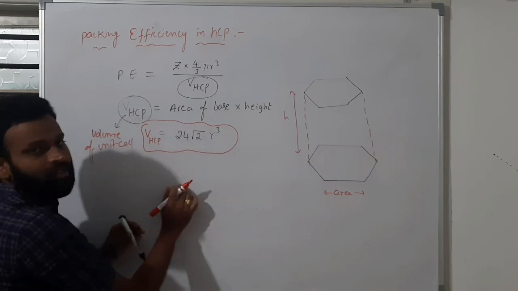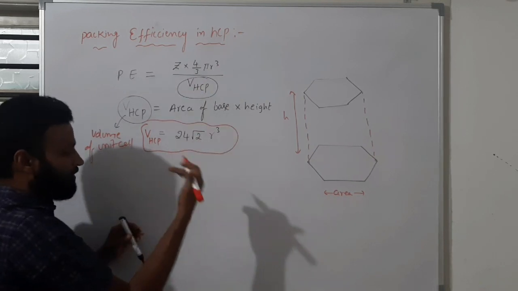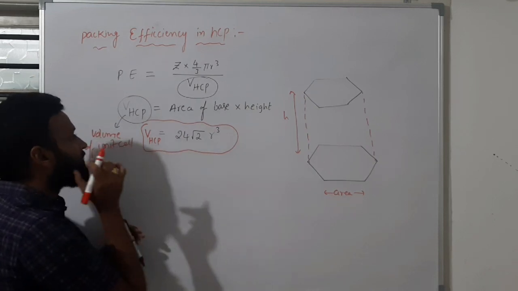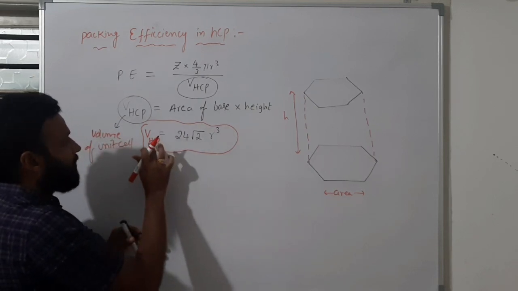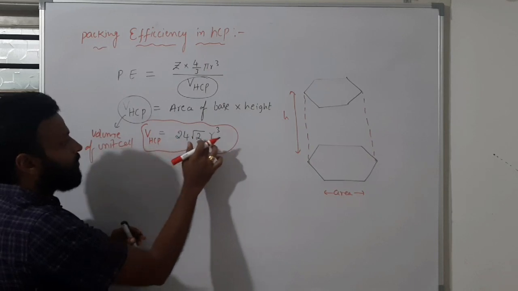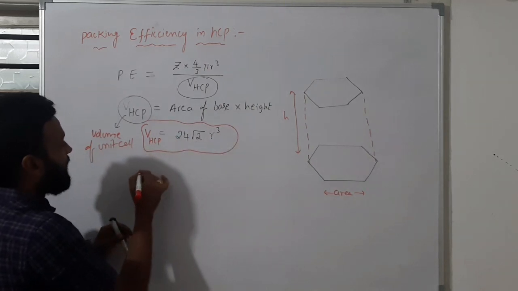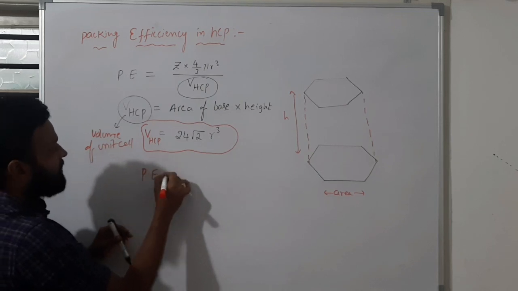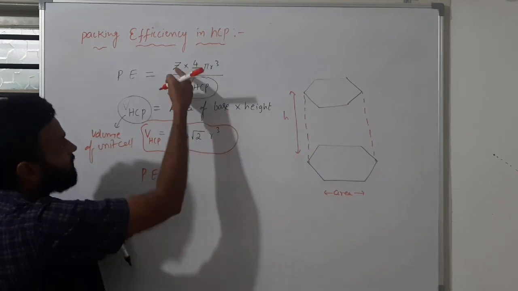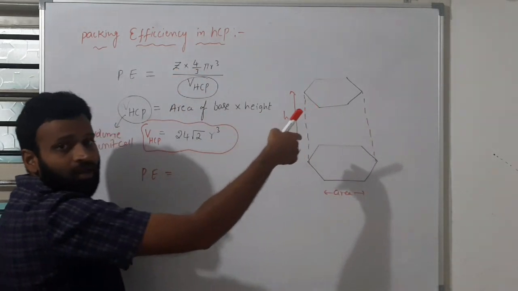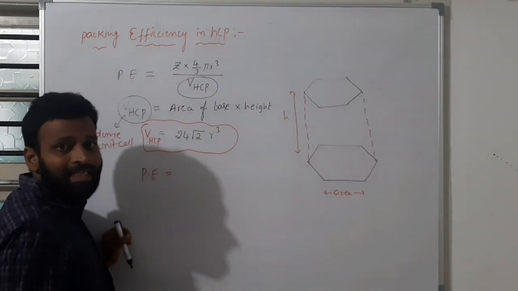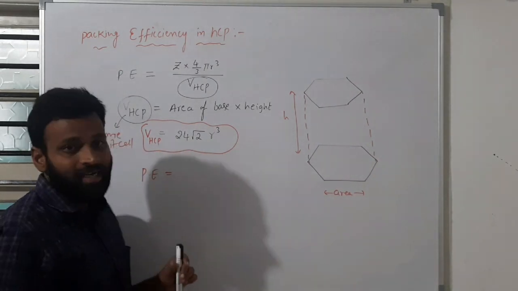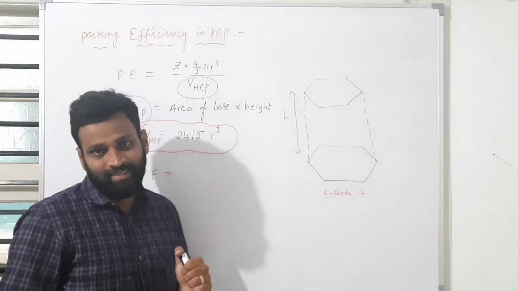This formula you just remember, and you just substitute here, because sometimes they may ask directly what that is. Okay, so you can have V HCP is equal to 24 root 2 r cube. So what you can have here, this packing efficiency, therefore, packing efficiency is equal to this. What is Z for this HCP? For hexagonal close packing, the effective number of atoms I gave as 6, right?